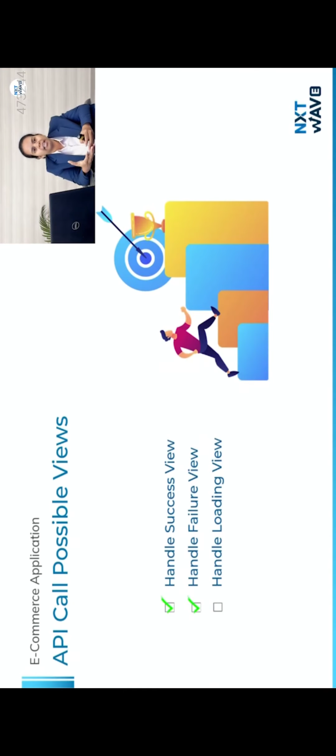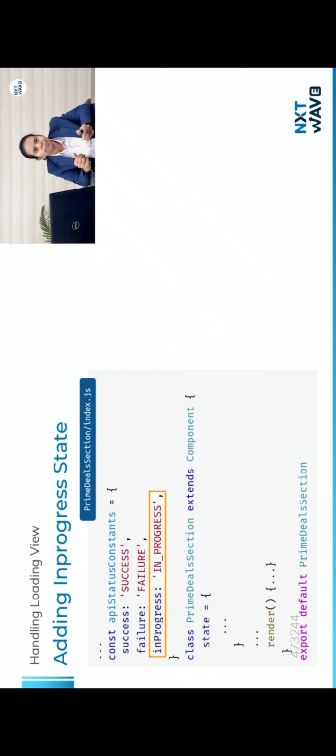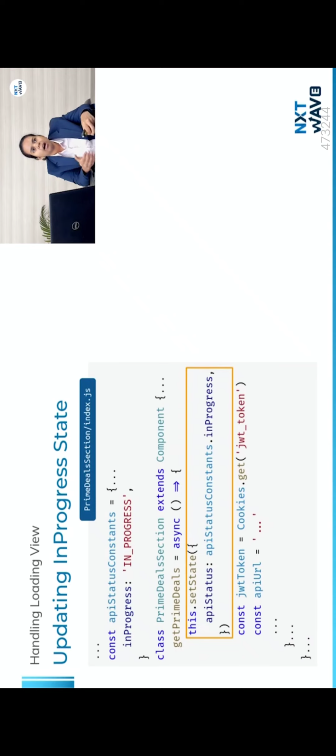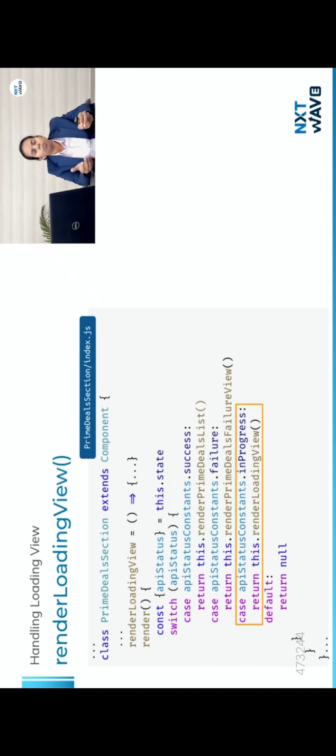The next thing left is handling the loading view. That is, when the API call is in progress, we want to display the loading view. For that, in the API status constant, I'm going to add another constant which is in progress, right? When the API call is in progress, we have to update the state as in progress. In the get prime deals method, initially I'm going to set the state as in progress. Since I've updated the state, the render method will be called where we are handling the in progress case, right? There you can see.